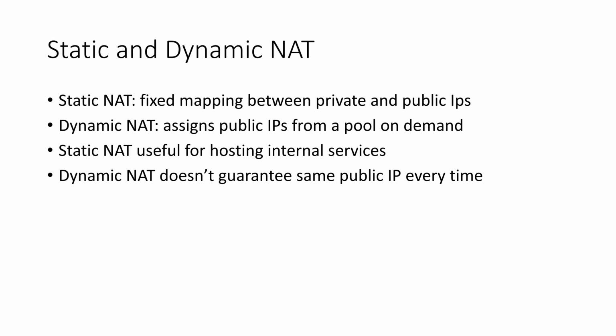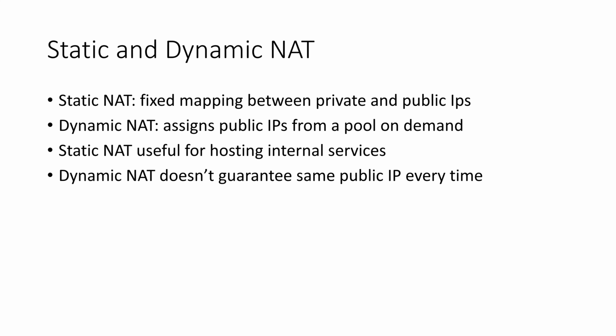There are two main types of NAT, static and dynamic. In static NAT, there's a permanent one-on-one mapping between a private IP address and a public IP address. This is useful when a device inside the private network needs to be consistently reachable from the outside, like a web server or a CCTV system. The public IP never changes, so external devices always know how to reach it.